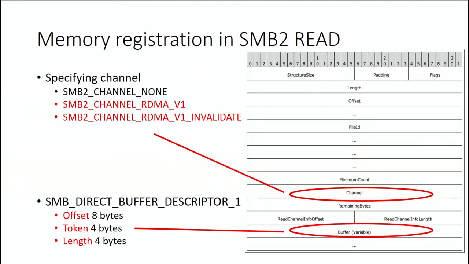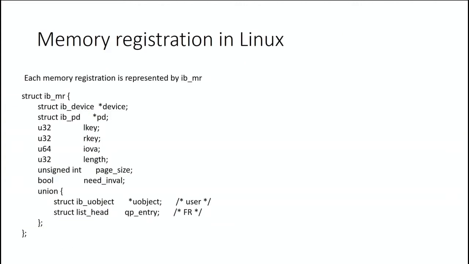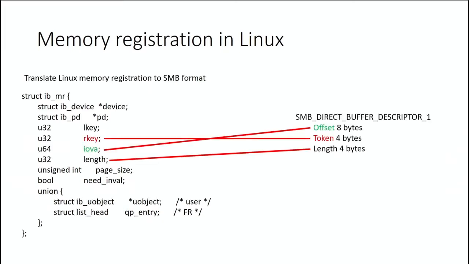So the buffer has offset, token, and the length, which describe the location of the memory in the client. So we need to figure out how to pass the information from InfiniBand, from RDMA in Linux, to the SMB server. So here is the memory registration in Linux. When we register memory, we have this structure to describe the location and the permission and something like that. In this way, we just copy the remote key to the token.